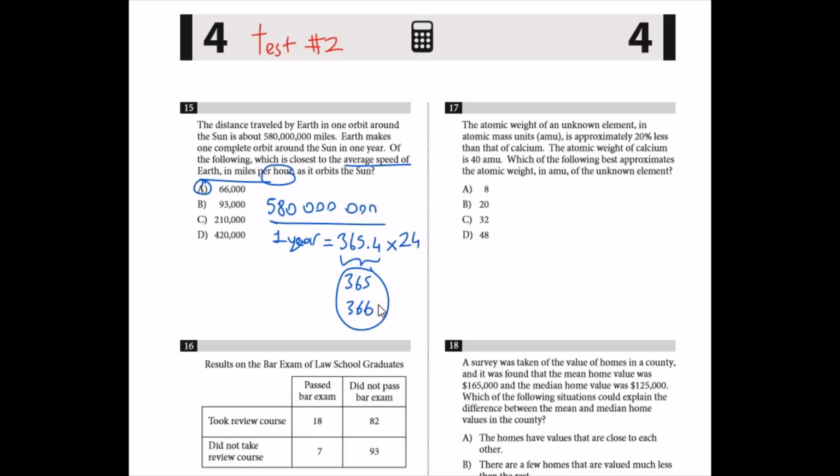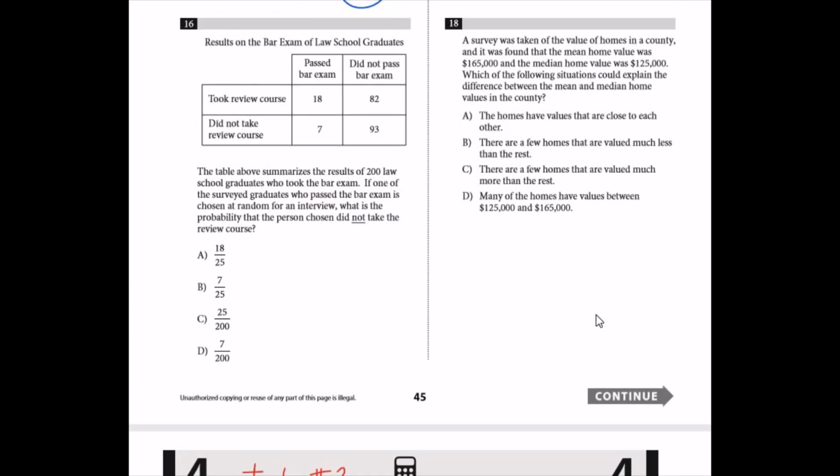Question number 16. The table above summarizes the results of 200 law school graduates who took the bar exam. If one of the surveyed graduates who passed the bar exam is chosen at random for an interview, what's the probability that the person chosen did not take the review course? So our whole group is the people who passed the bar exam. So the number of people who passed the bar exam will be our denominator. So 18 plus 7. And out of the people who passed the bar exam, we're calculating the probability of people who did not take the review course, which is here. So 7 out of 25.